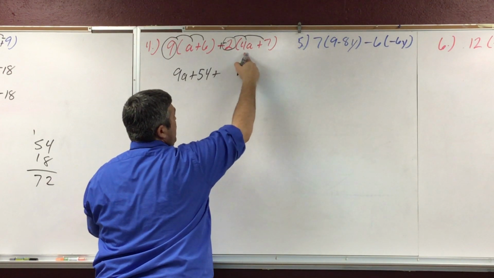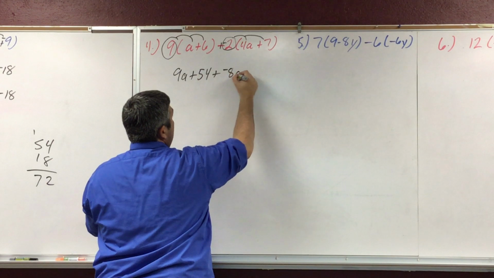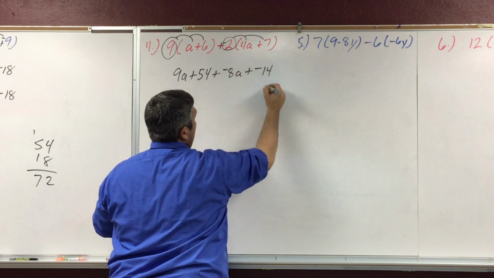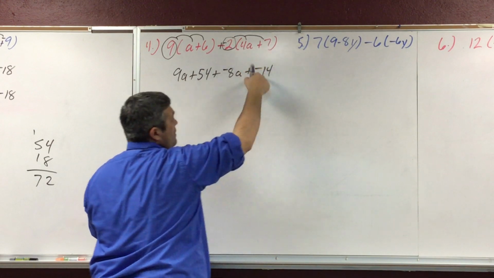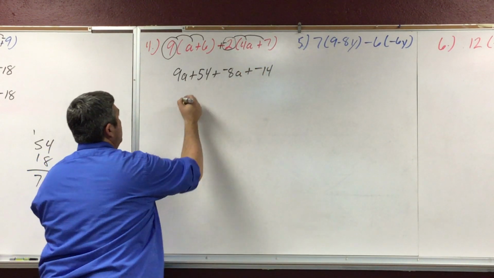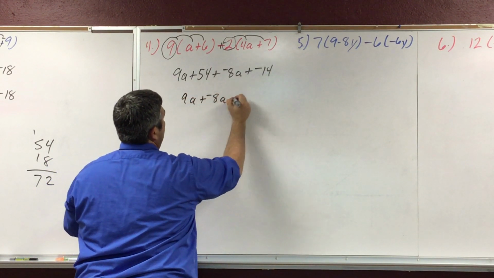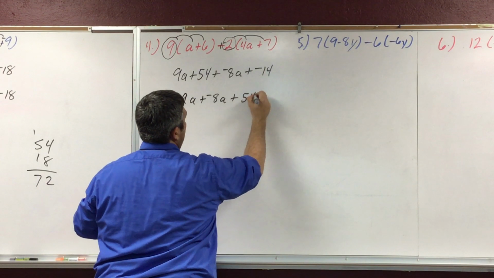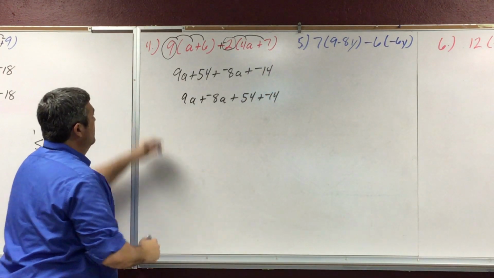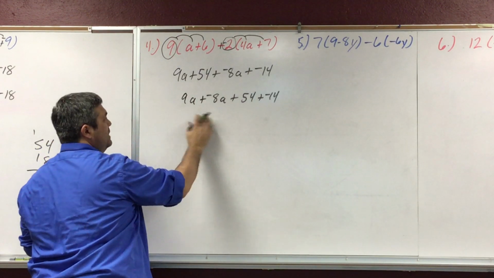A negative times a positive gets me a negative, negative 8a plus negative 14. A negative 2 times 7, negative 14. And then, again, rearrange so that I can combine these. There we go. Okay. 9a, 8a, 54, 14. Yep. Now I'm going to combine these.